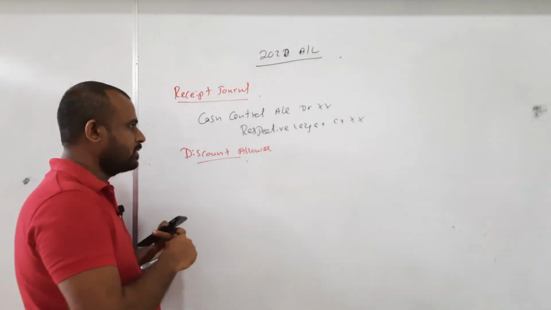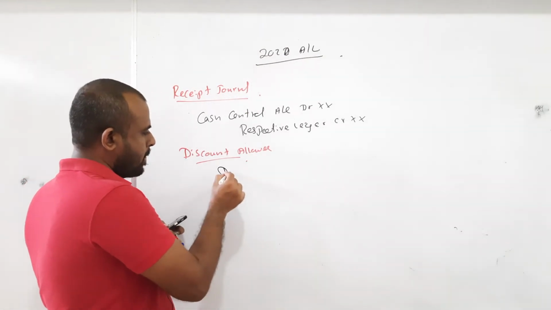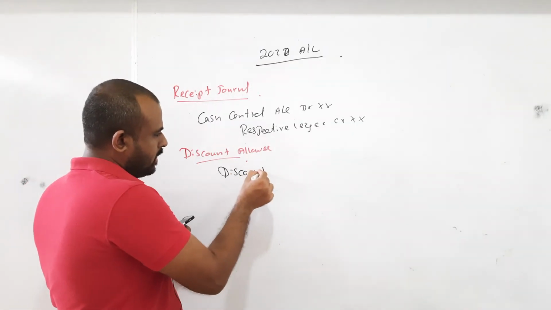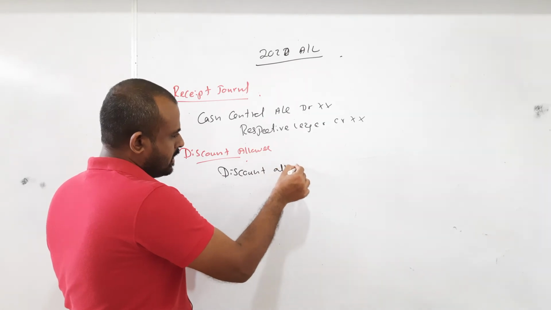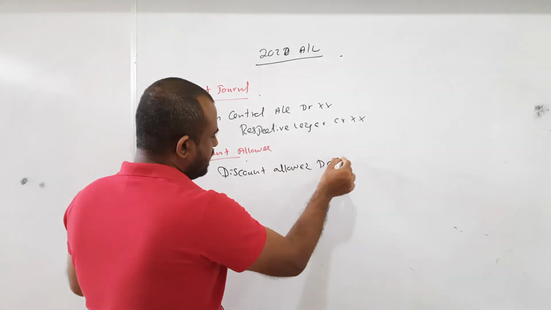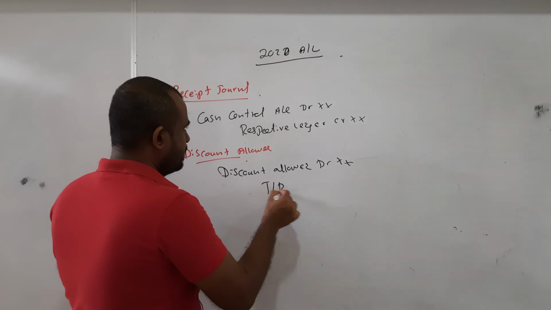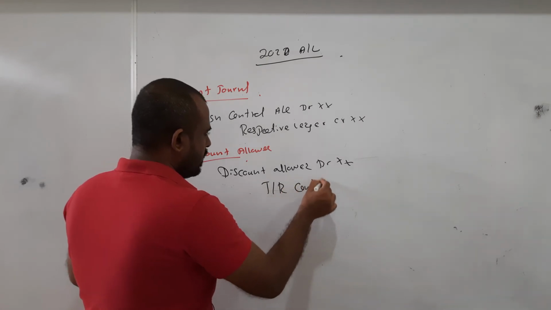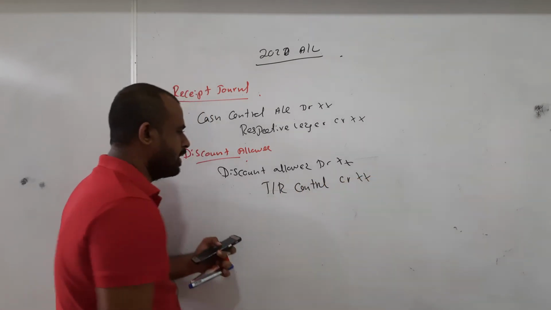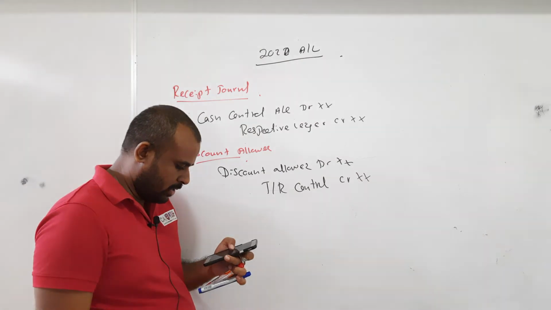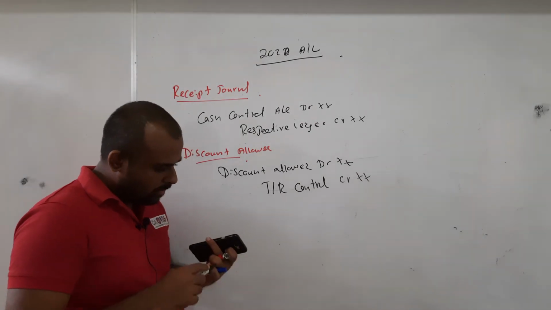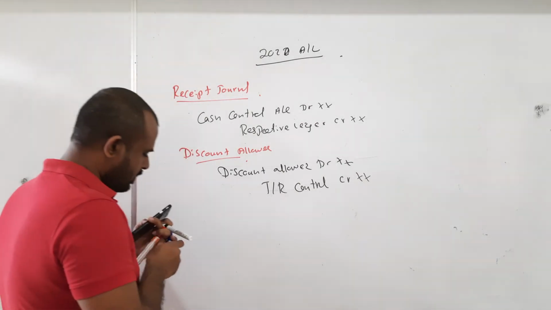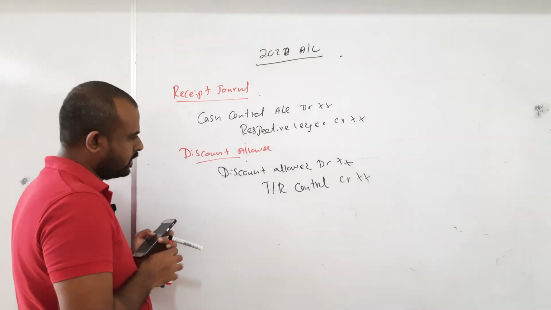What's the double entry for the discount allowed? Discount allowed account debit and trade receivable control account credit. It will be credited to the trade receivable control account. Total of the payment journal.